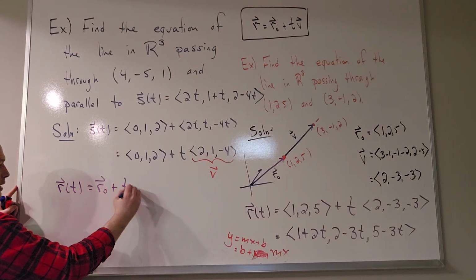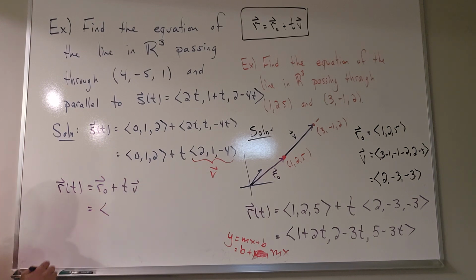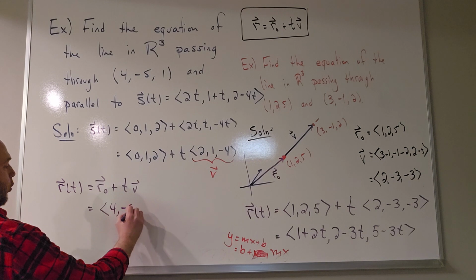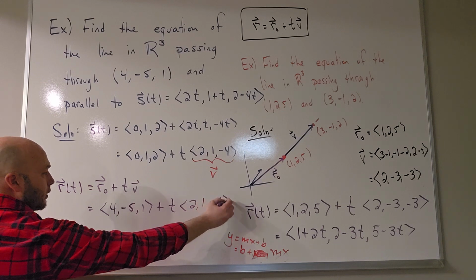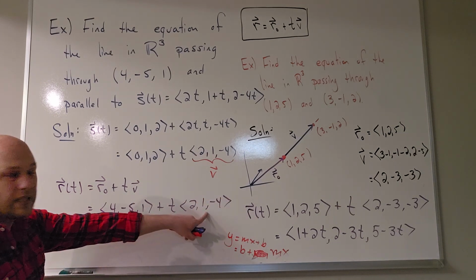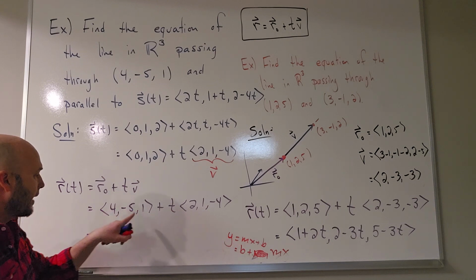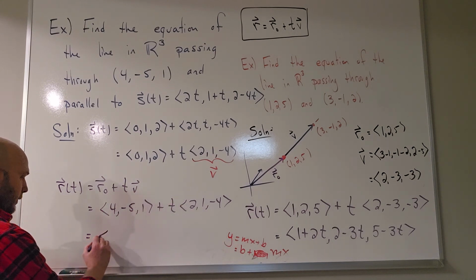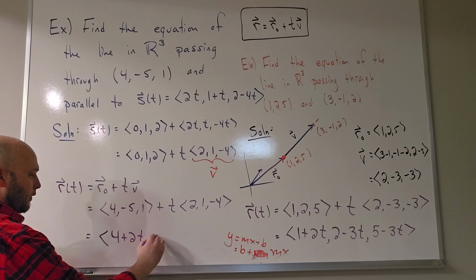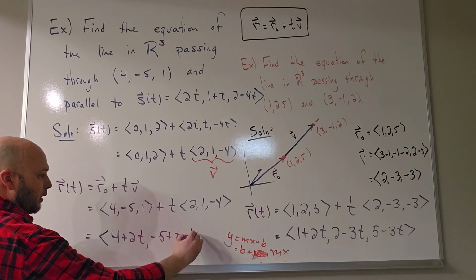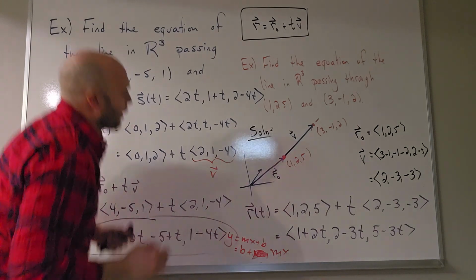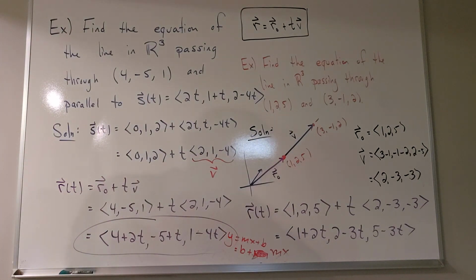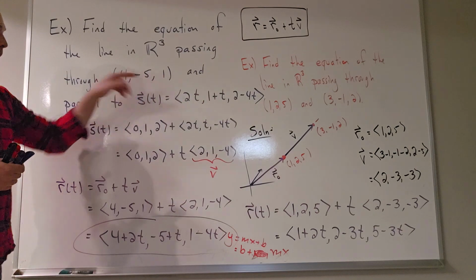Okay, so if we plug those things in, the vector r of t, so r naught plus tv, would be the vector 4, negative 5, 1, plus t times the vector 2, 1, negative 4. Then I can distribute t through this vector using scalar multiplication, and add the corresponding components of these two vectors. That gives me 4 plus 2t, negative 5 plus t, and 1 minus 4t. So this right here is the vector equation of the line, which is parallel to this one and passes through that specific point.